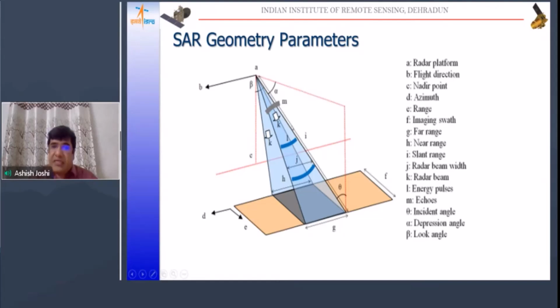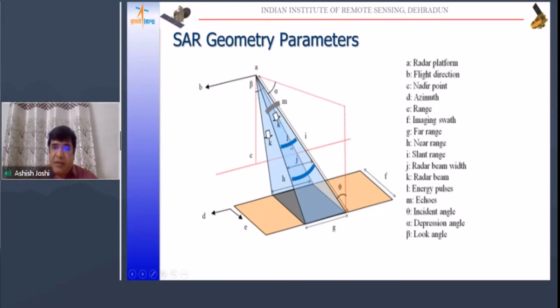I is the slant range. This direction, which is in the slant plane, is the slant range. J is the radar beam width. This is the beam which is illuminating the Earth surface, and this J is called the radar beam width. And L is the energy pulses.